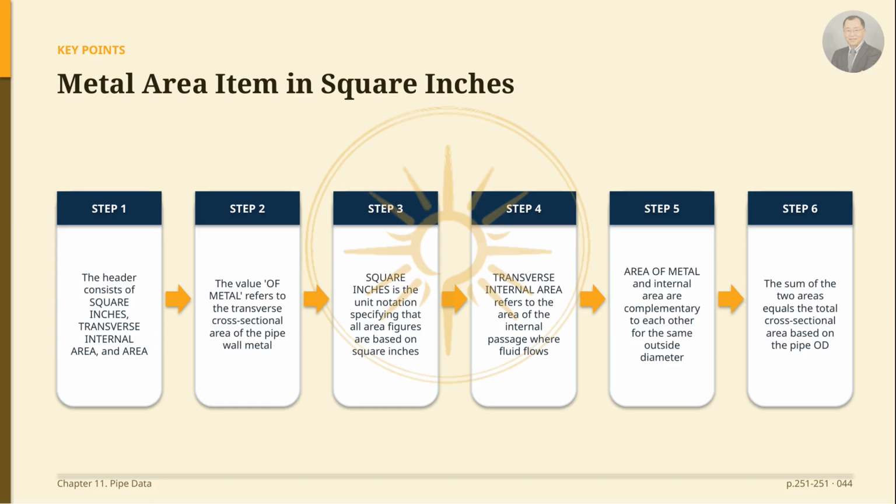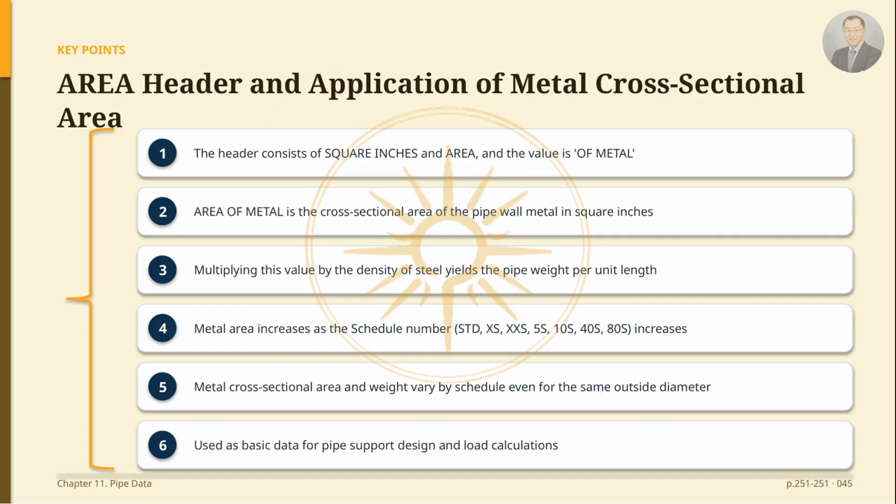Adding these two areas for the same outside diameter results in the total cross-sectional area based on the pipe outside diameter, and the two values complement each other. Finally, I would like to introduce the area header and the application of the metal cross-sectional area.